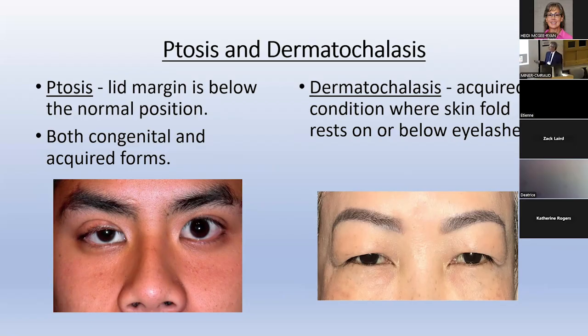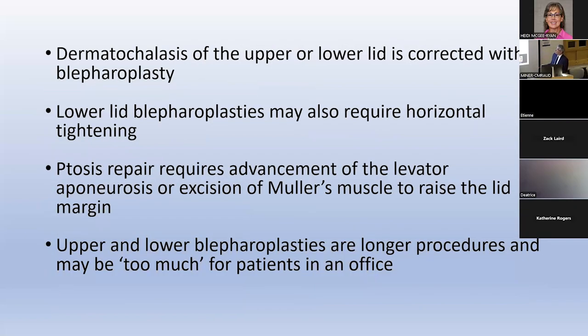Dermatochalasis is when the skin fold itself sits and rests on the eyelashes or below. And the two conditions frequently coexist. Ptosis can be congenital, which is treated a whole different way than in adults, or it can be acquired. Dermatochalasis is virtually always acquired. So dermatochalasis can also affect the lower lid. Patients come in with festoons of skin and edema over the lower orbital rim, and they coexist. You can get upper and lower as well.